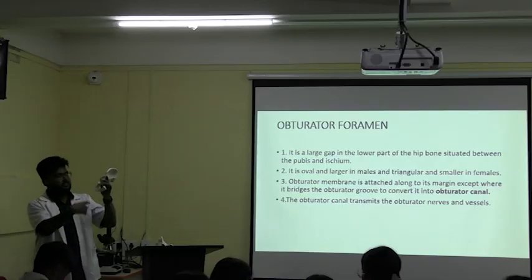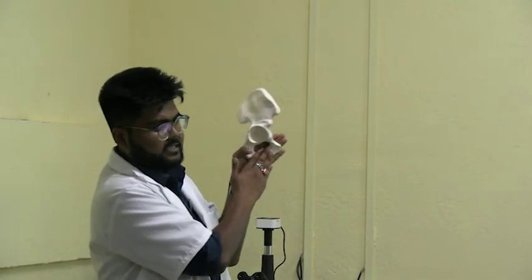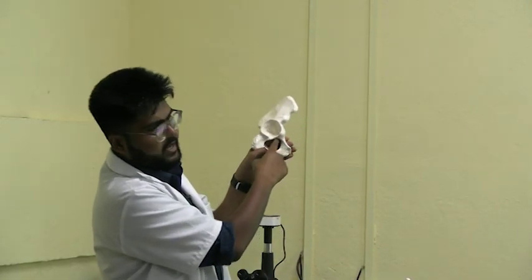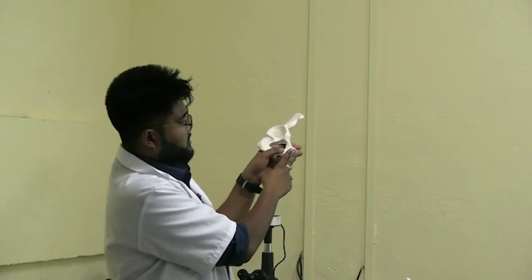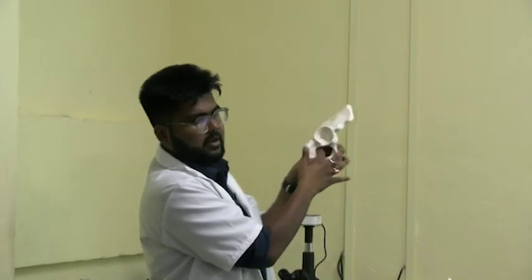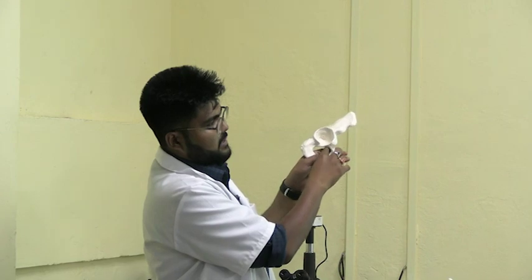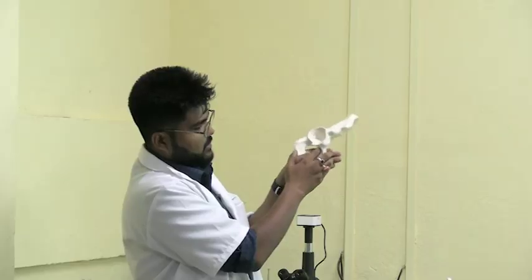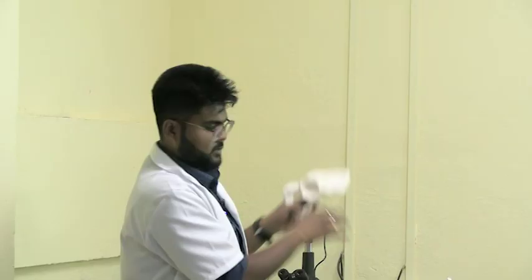You can see here this obturator foramen. In this foramen, all parts are covered by a membrane-like structure, the obturator membrane, except this groove part, because here the obturator nerve and vessels pass through it. The whole part is covered by the obturator membrane, and here the obturator nerve and vessels pass through this groove.